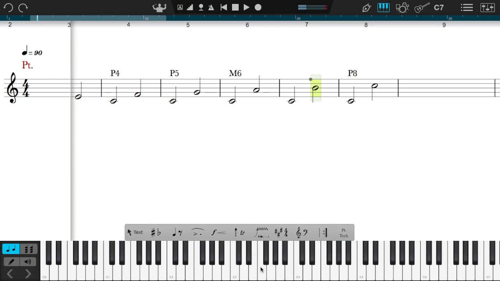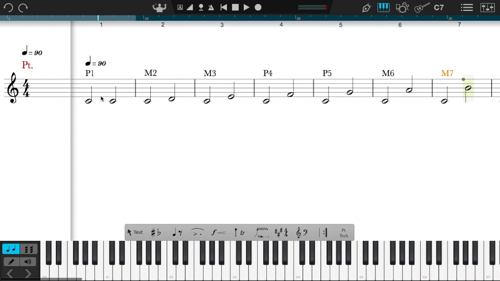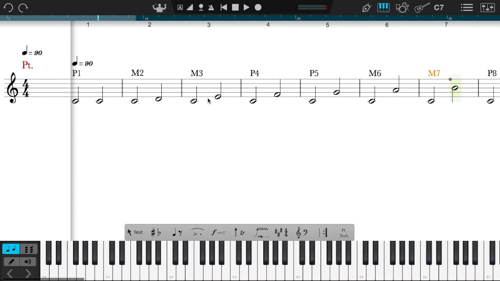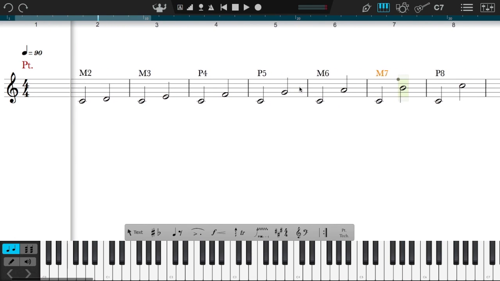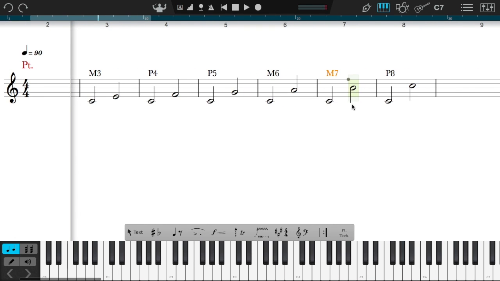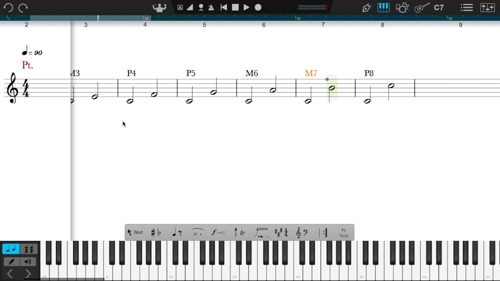Now, last one, any guesses on this one? If C is our bass, B is way up here, right? We do have an option of going to B flat. B is bigger on our stack, so that's going to be a major. Check that out. Major 7. So, starting with C as our root, we have a perfect unison, major second, major third, perfect fourth, perfect fifth, major sixth, major seventh, and octave.